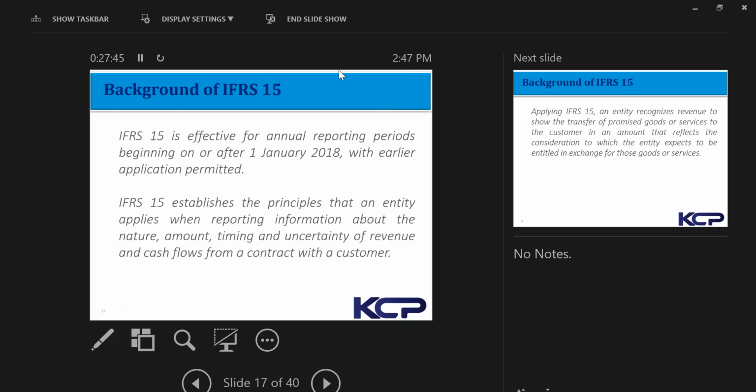So I've earlier established the fact that the IFRS 15 effective date is 1st of January 2018. IFRS 15 established the principle that an entity applies when reporting information about the nature, the amount, the timing, and uncertainty of revenue and cash flow from a contract with a customer. Remember I asked this question? So what addresses that is IFRS 15. In this context, we then need to know what is the form of the contract we have with the customer.